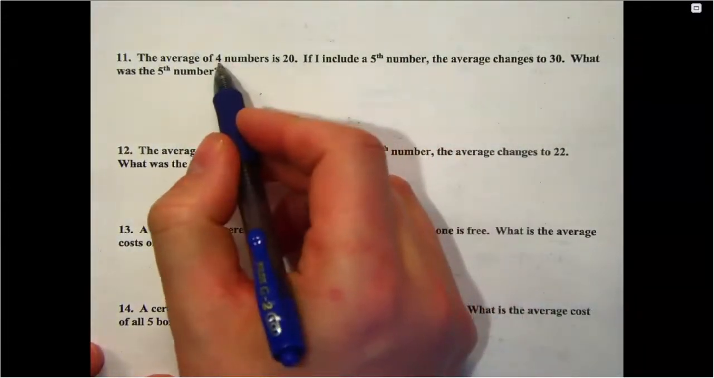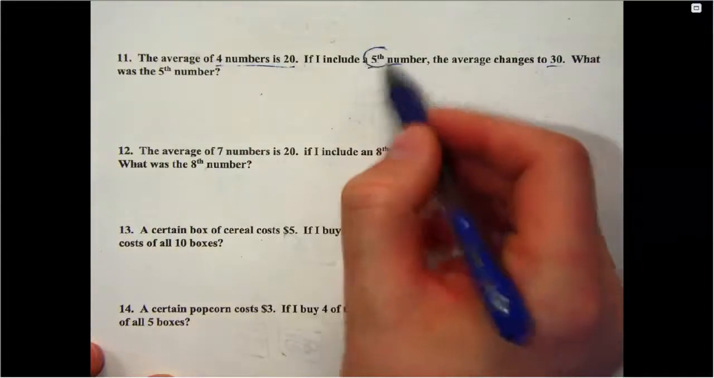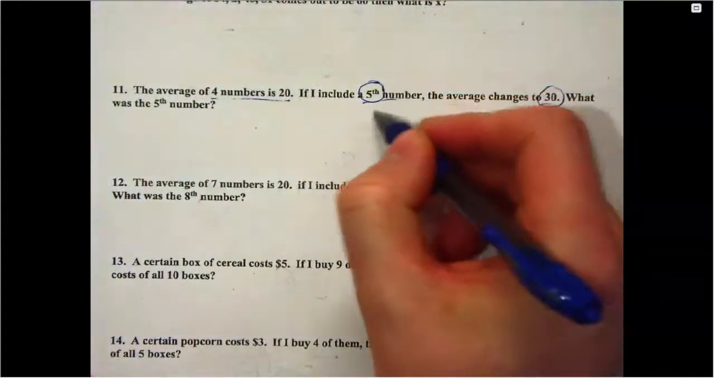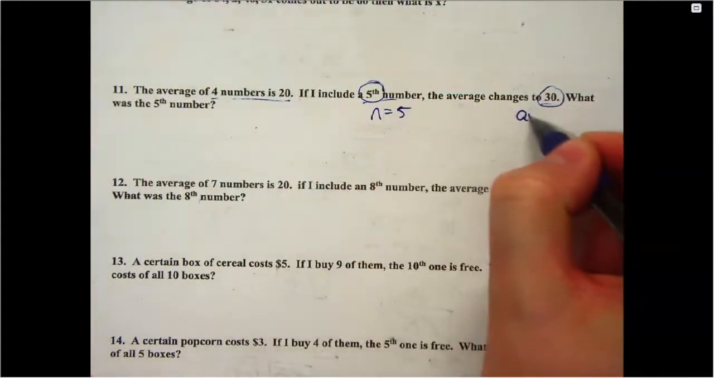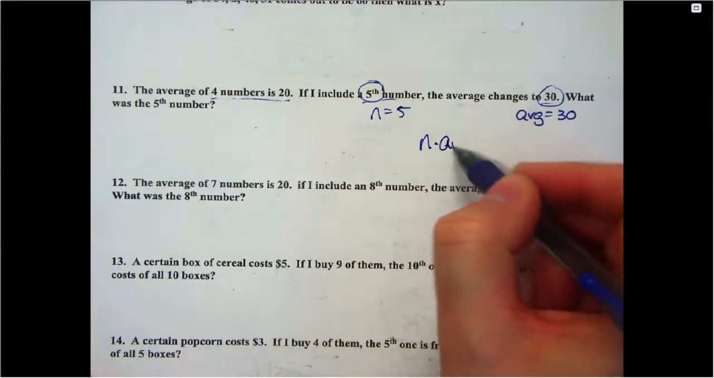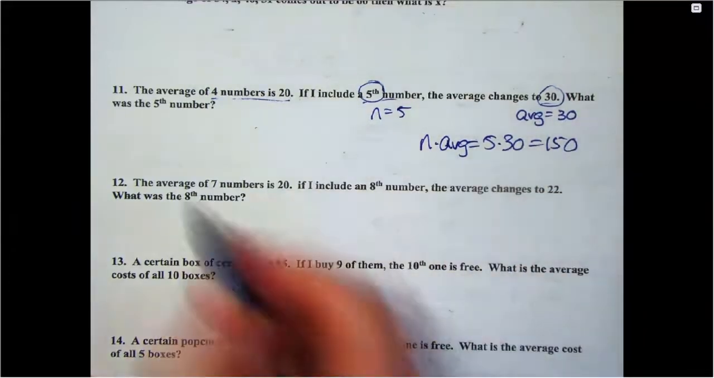The average of 4 numbers is 20. If I include a 5th number, the average changes to 30. So that's the biggest n I have, so I'm going to start with that. So n equals 5, and the average is 30. So n times the average equals 5 times 30 equals 150.